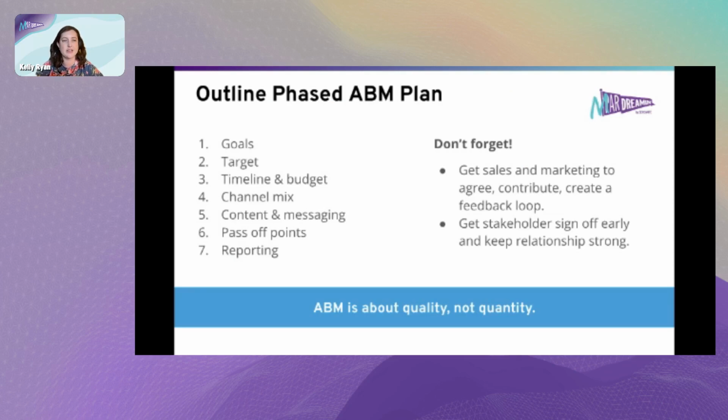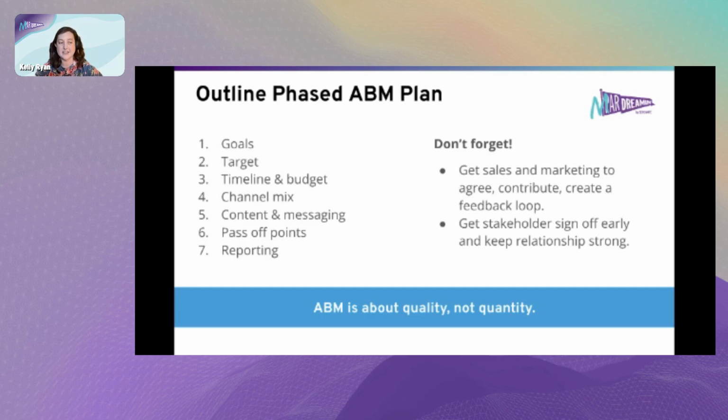Once you're done, you can outline your phased ABM approach. On the left here are the things you want to think about. Goals, target, timeline and budget, channel mix, content messaging, pass-off points, and reporting. So these already should be answers from your audit, but I like to call them out again.